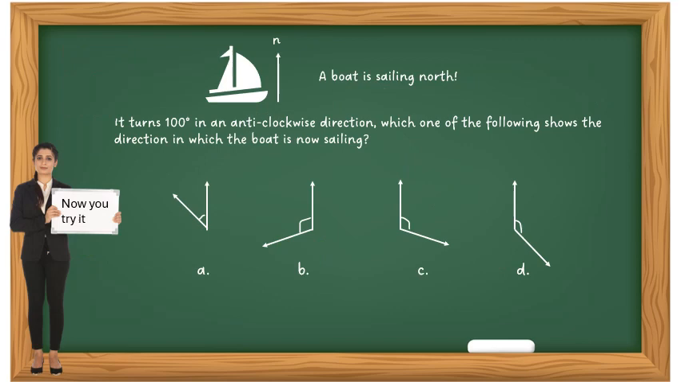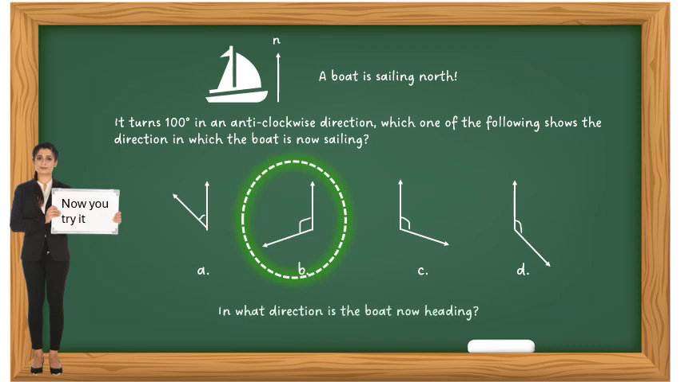Okay, so now you have a go. Right, a boat is sailing north. It turns 100 degrees in an anti-clockwise direction. Which one of the following shows the direction in which the boat is now sailing? Pause the video, have a go. How did you do? Well, if you got the answer B, well done.